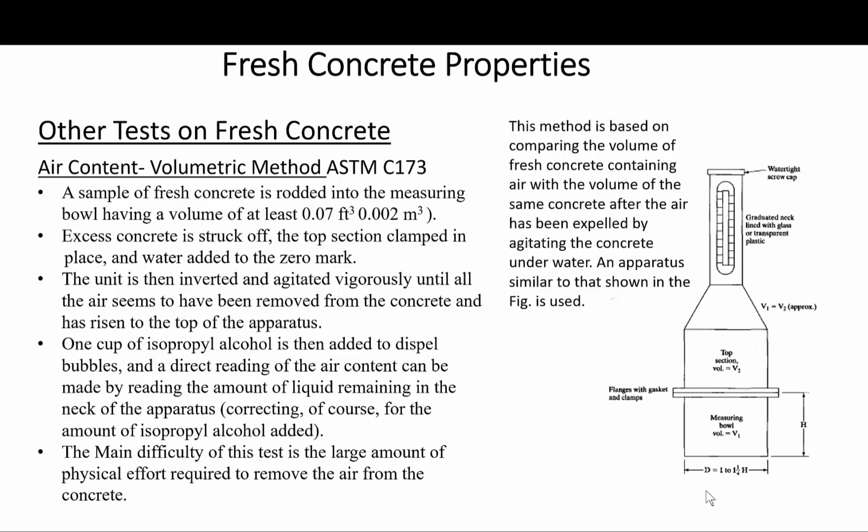So what happens is a sample of fresh concrete is put into the measuring bowl, which has a volume of about 0.07 cubic foot or 0.002 cubic meter. This is the measuring bowl right here. The excess concrete is struck off, the top section is clamped back in place, and water is added to the zero mark right here.